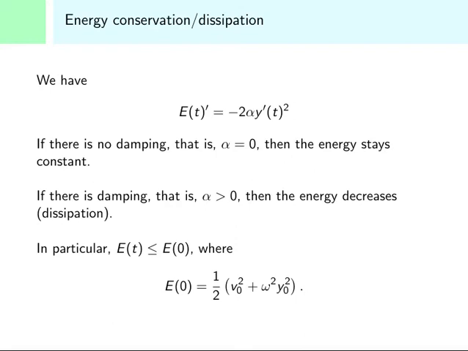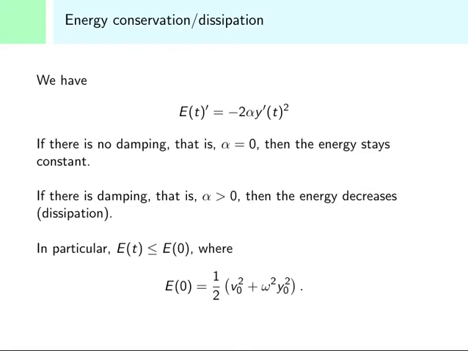And in particular, the energy at time t is bounded from above by the energy at time 0, where we can easily compute that E of 0 equals 1/2 of v0 squared plus omega squared y0 squared. So much about the uniqueness of solutions, which, as we have seen, is somewhat related to energy conservation principles. And now let's address the existence of solutions.